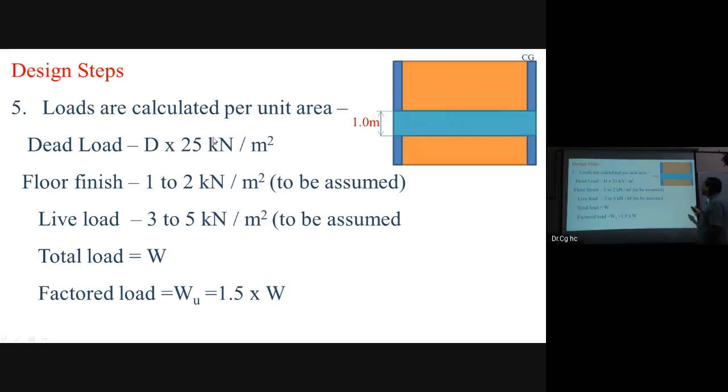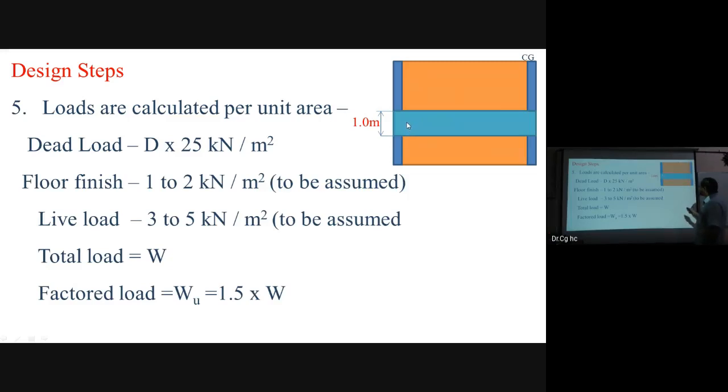Therefore, now from here to here, when this is multiplied by the depth, one unit goes away. D is in meters, this is 25 kilonewton per meter cube. This meter and this one cancel. Therefore, in 1 meter by 1 meter, that is unit area, the load acting, that is the dead load, self weight of the slab.